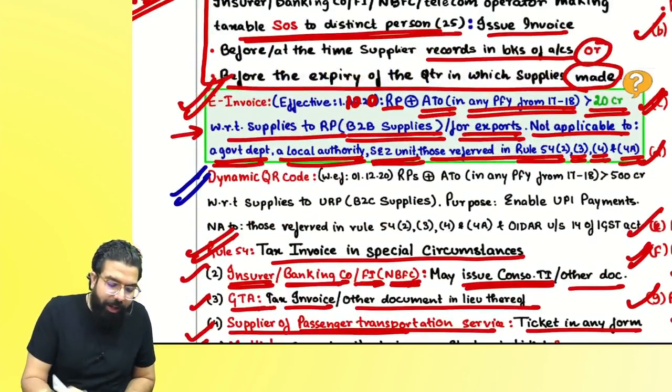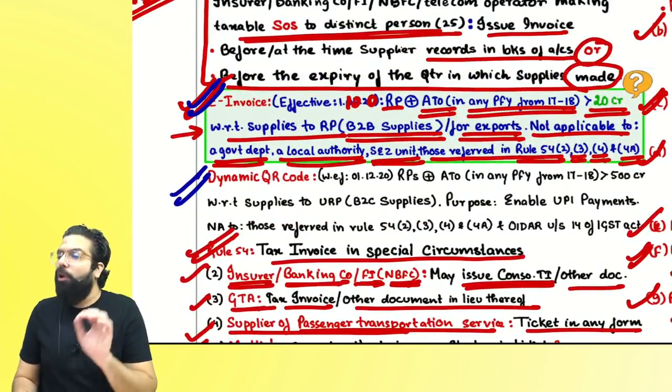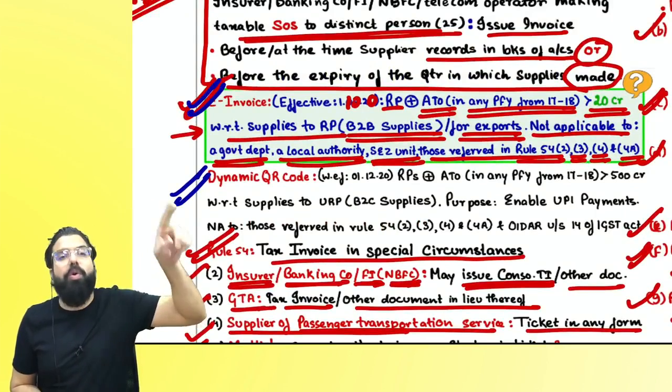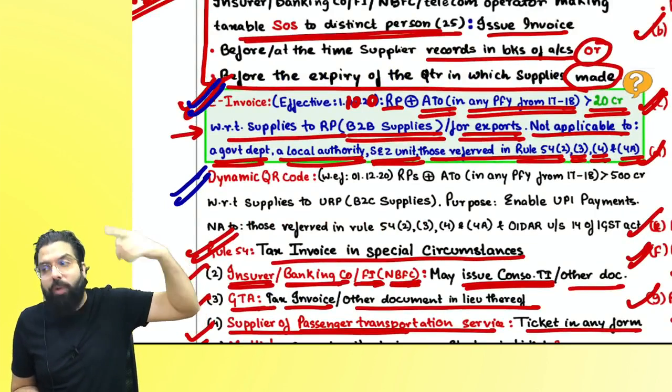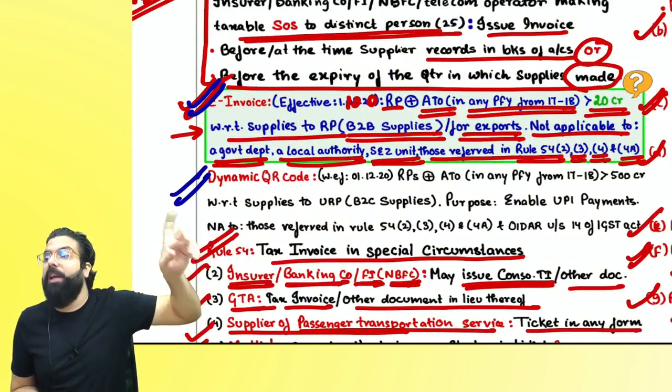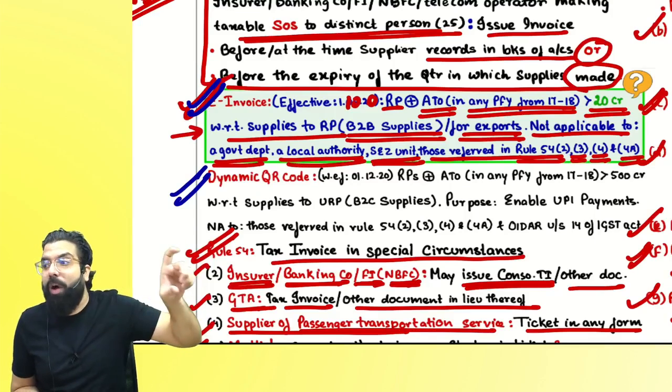Always remember one thing, in the case of e-invoicing also, when you go online and generate an invoice reference number, the portal gives you a QR code, but that is a QR code not for payment.